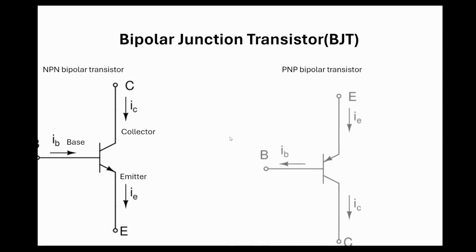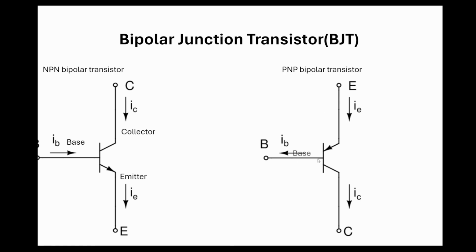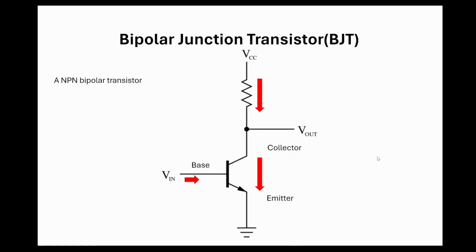Another type is the PNP, and as you can see here, the base current flows away from the base, and we have the collector current which flows to the ground, and the emitter current which practically flows from the top to the collector. But let's see now a very simple representation of the current flow and also try to solve a simple calculation and find out the current to the collector and also to the emitter.